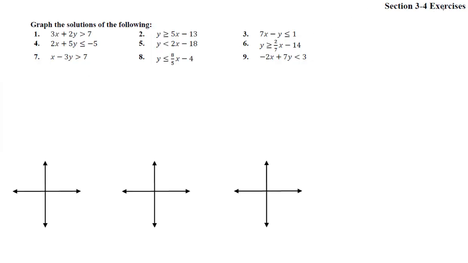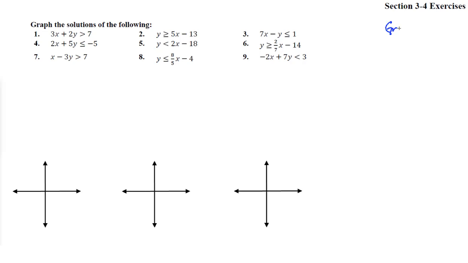Here we are in section 3.4, exercises 1 through 9 with the solutions. This is graphing the solutions of the following. These are lines, but they're inequalities, line inequalities. So we need to graph the border where it's equal to.